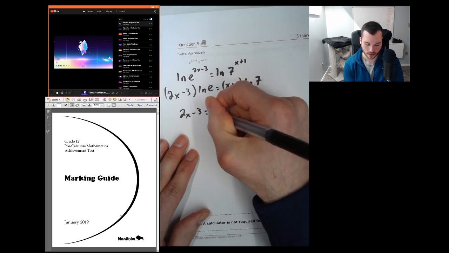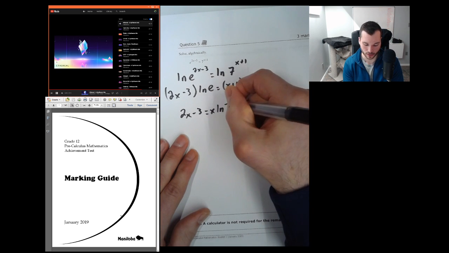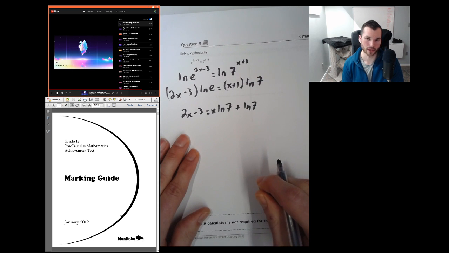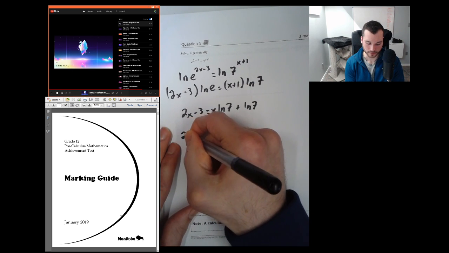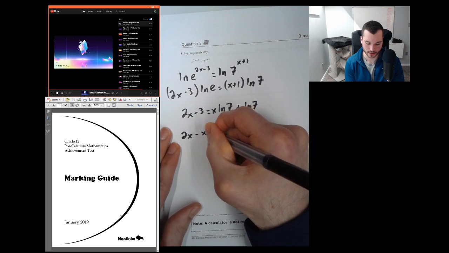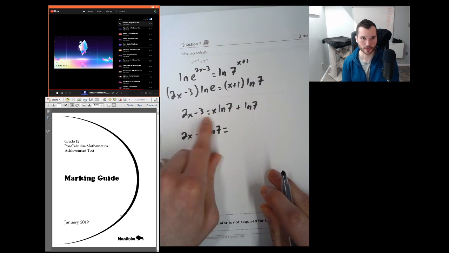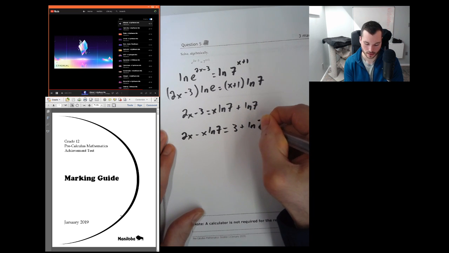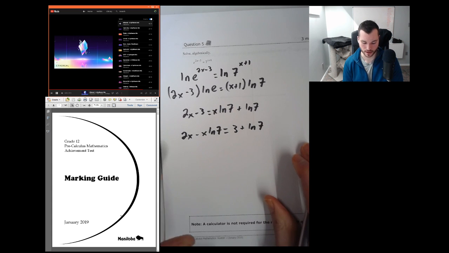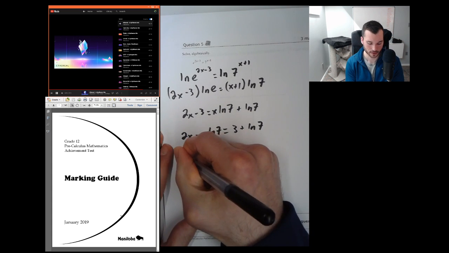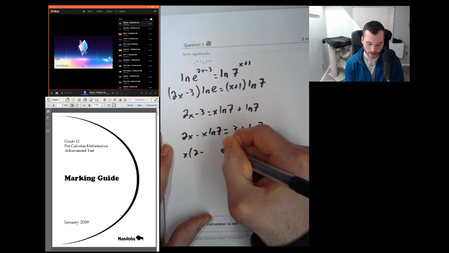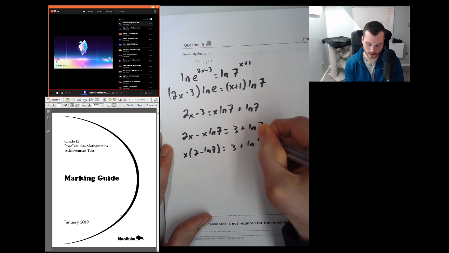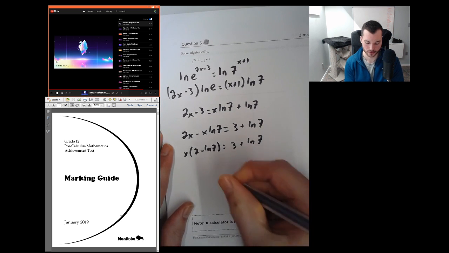Continuing on though, we're distributing the binomial coefficient through. And now I'm just going to be collecting x's. So I'm going to throw the x ln 7 to this side, and the subtract 3 over to the other side. I'm not going to crack out the calculator yet because I'm going to factor. 2 minus ln 7. And then we're going to isolate for x.